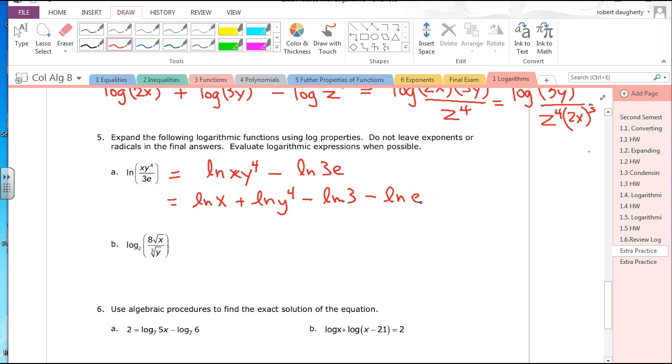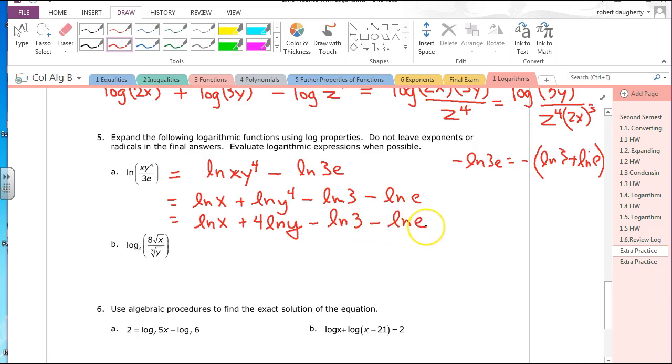Okay, so remember, when you've got minus the natural log of 3e, that's the same as minus natural log of 3 plus natural log of e. So minus natural log of 3 minus natural log of e. So this becomes the natural log of x plus 4 natural log of y minus natural log of 3 minus natural log of e.